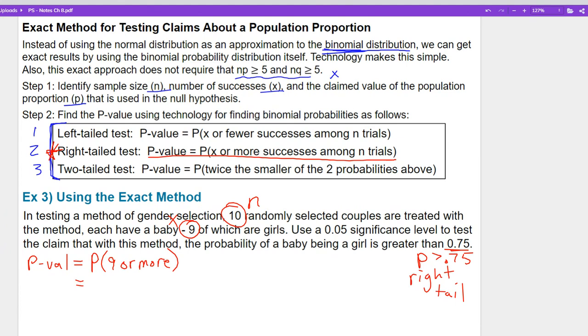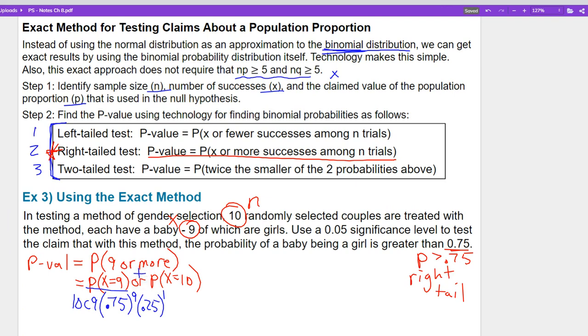Well, 9 or more, there are only 10 people, so that's going to be the probability of exactly 9 or the probability of exactly 10. And here's where our binomial formula comes in. Think way back to when we did these. The probability of exactly 9 out of 10, we're going to say 10 choose 9 times 0.75 to the 9th times 0.25 to the 1st.